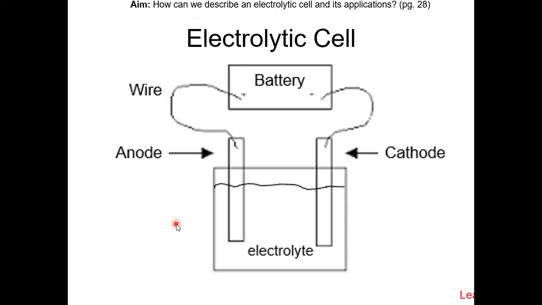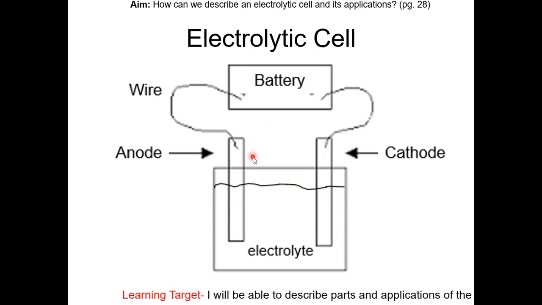Here's a diagram of an electrolytic cell. Here's the anode and the cathode in a half cell filled with electrolyte. An electrolytic cell needs a battery to operate. The anode is labeled positive and the cathode is labeled negative. The reason for this is to illustrate the non-spontaneous nature of the electrolytic cell.